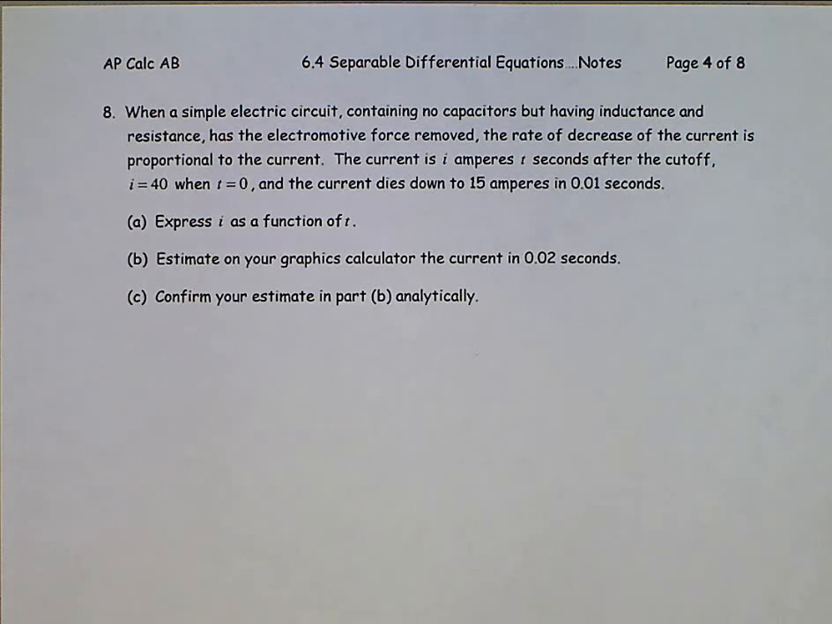Section 6.4, separable differential equations, page 4. All right, here we go.